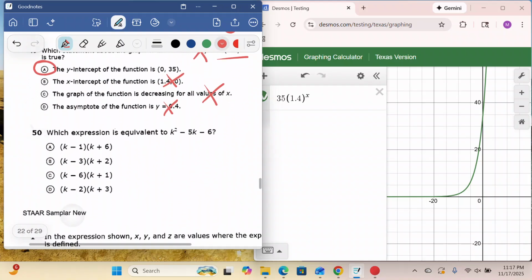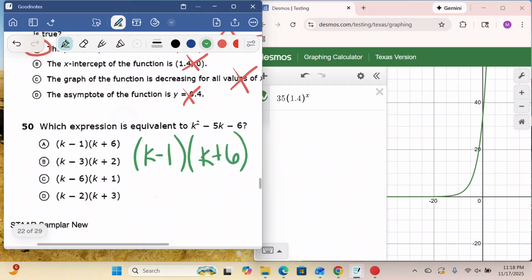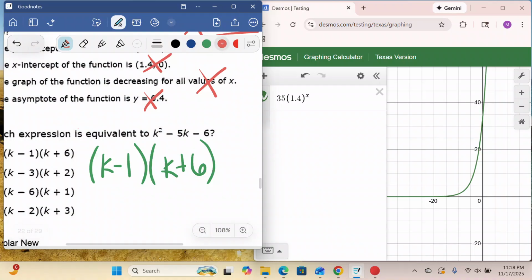If I look at number 50, 50 is just FOIL. All I have to do is the FOIL method, and I'll show you how to do one, and then you can do the rest and see if you got the right answer. The expression is (k minus 1)(k plus 6). I'm going to do k times k, which is k squared. K times 6 is 6k. And then I'm done with this.